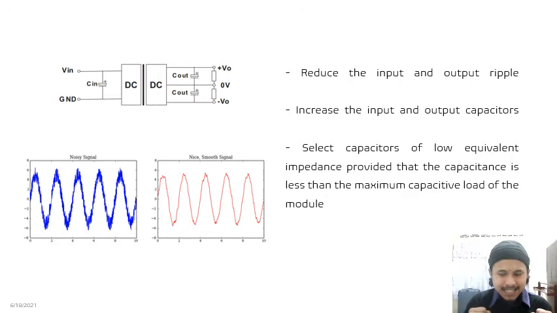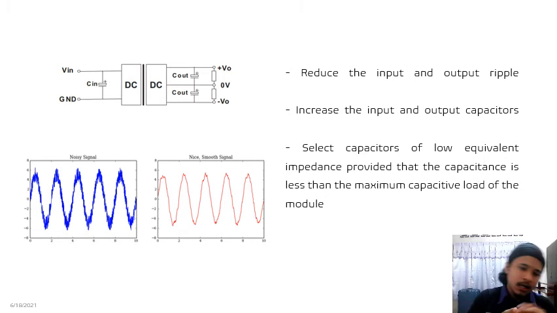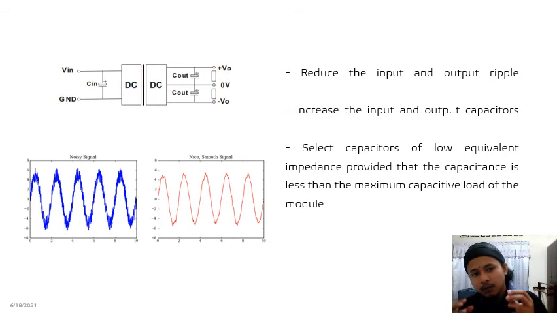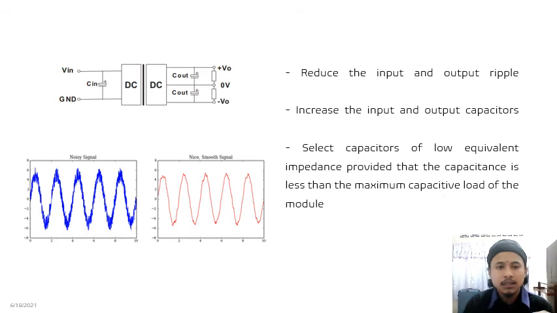Basically, the expected result, as we see in the waveform: the left side will be the initial one, without the capacitors, and next, after we add the additional capacitor before and after the module, the signal should be nice and smooth.